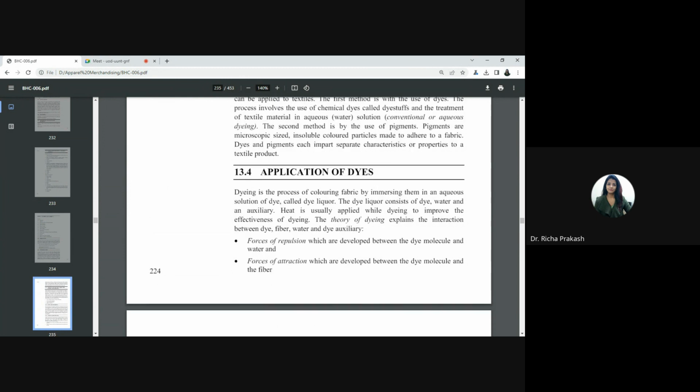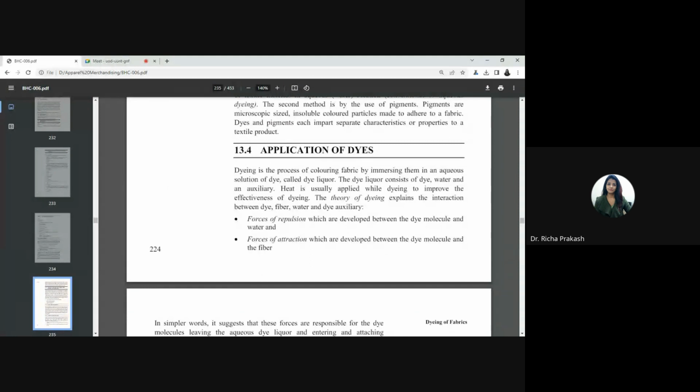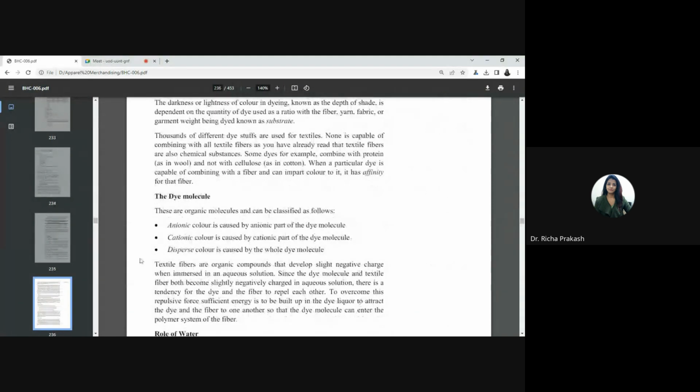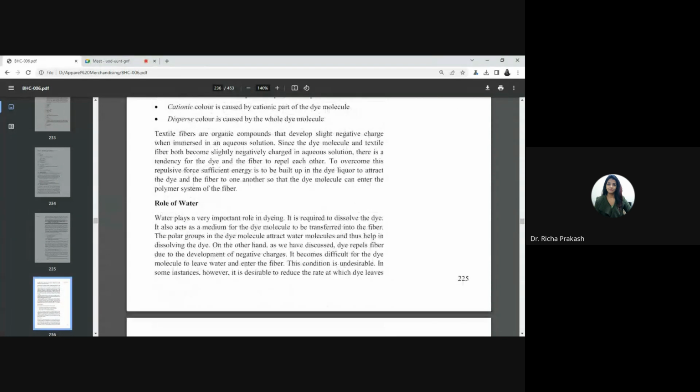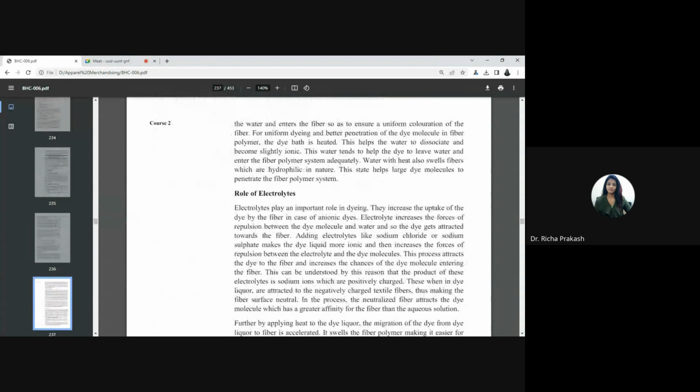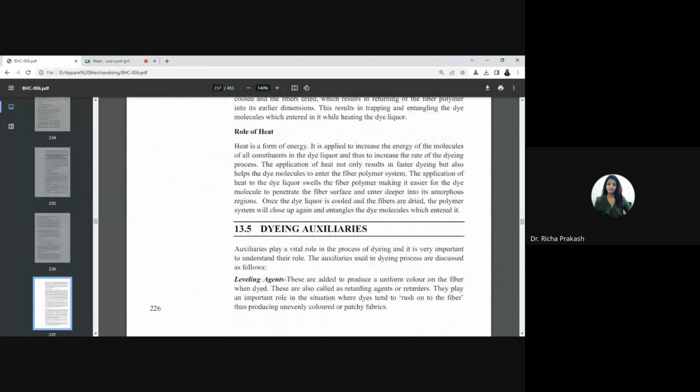So application of dyes, different ways. There are different theories of dyeing. Read it on your own. The dye molecule is anionic, cationic, dispersed colors. All these things are there. Role of water, of course, it's required to dye anything. Role of electrolytes, heat application. Whenever you heat something, the dyeability becomes better, so it increases.